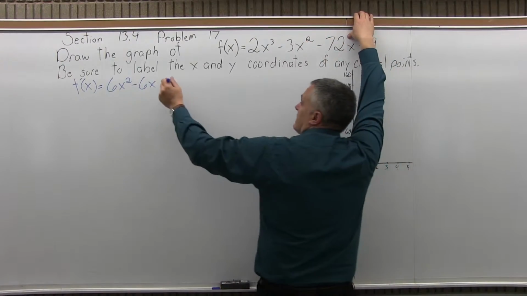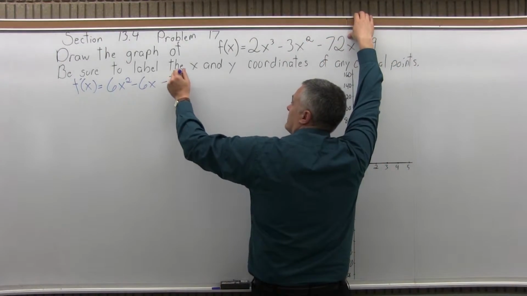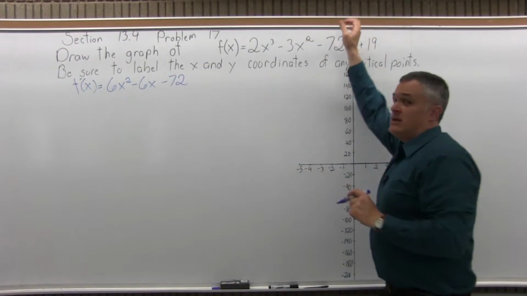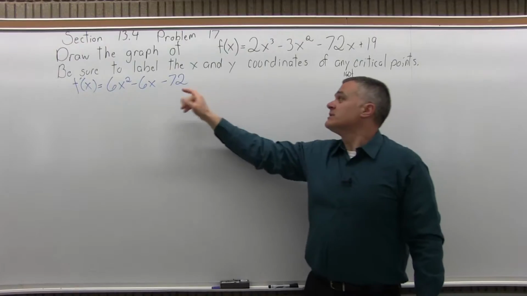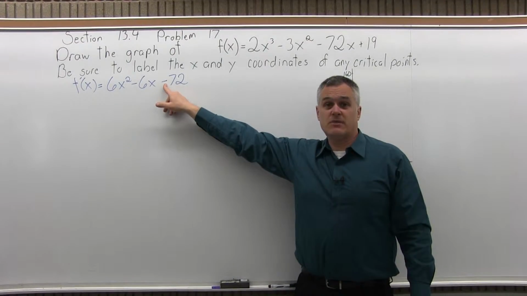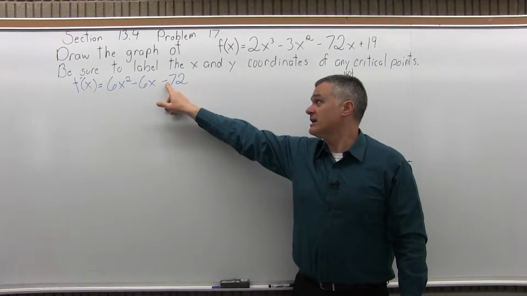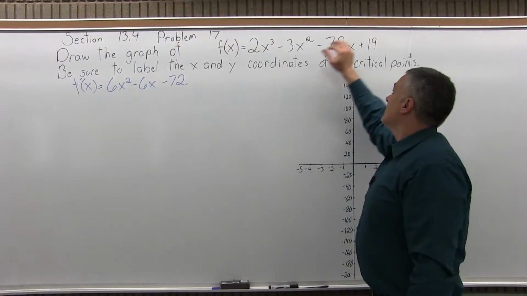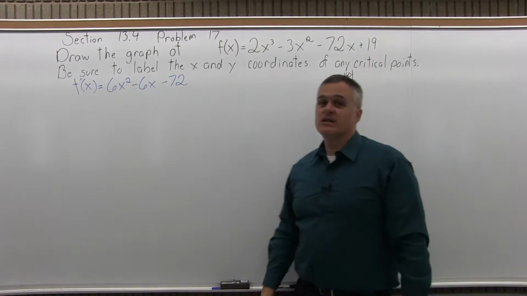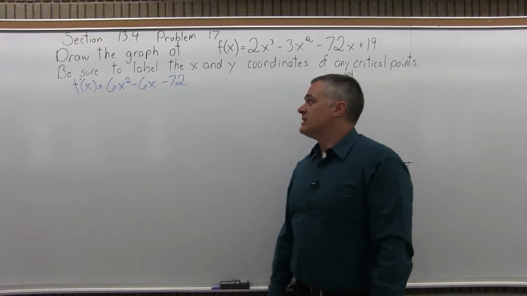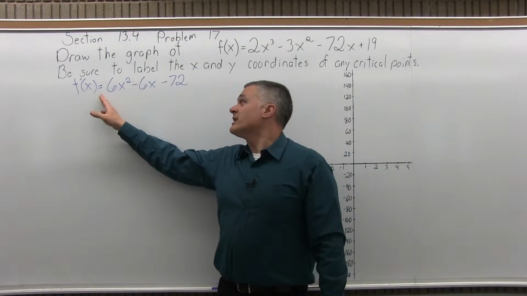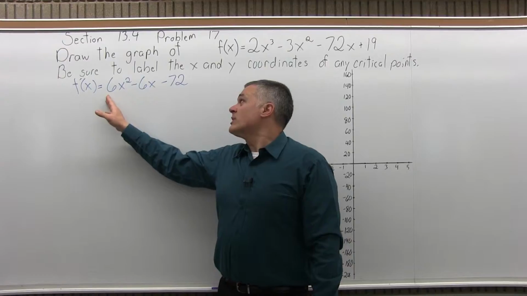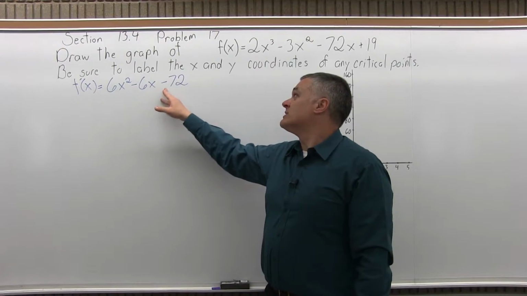The next piece, the minus 72x, has a derivative of minus 72. And again, the reason for that is when you have an x to the first power, the derivative is whatever number is in front of the x, which is a minus 72. Again, pay attention to the sign, don't lose the minus. And the last piece, the plus 19, has no x, so it just goes away. Its derivative is 0. So this is the first step. F prime of x is 6x squared minus 6x to the first minus 72.